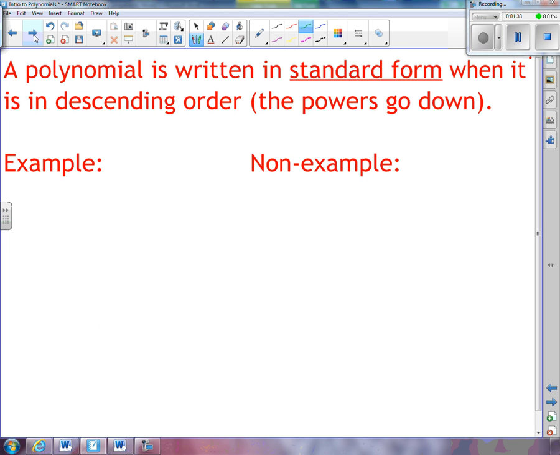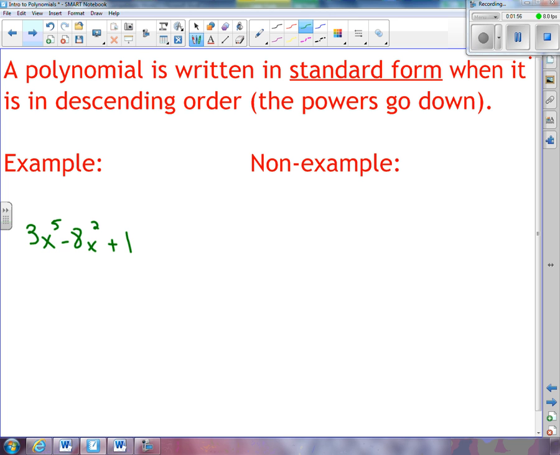A polynomial is written in standard form when it is in descending order, meaning that the powers start high and then they go down. So an example of something written in standard form would be 3x to the 5th minus 8x squared plus 1. The highest power is first, the next highest power is second, and so on.